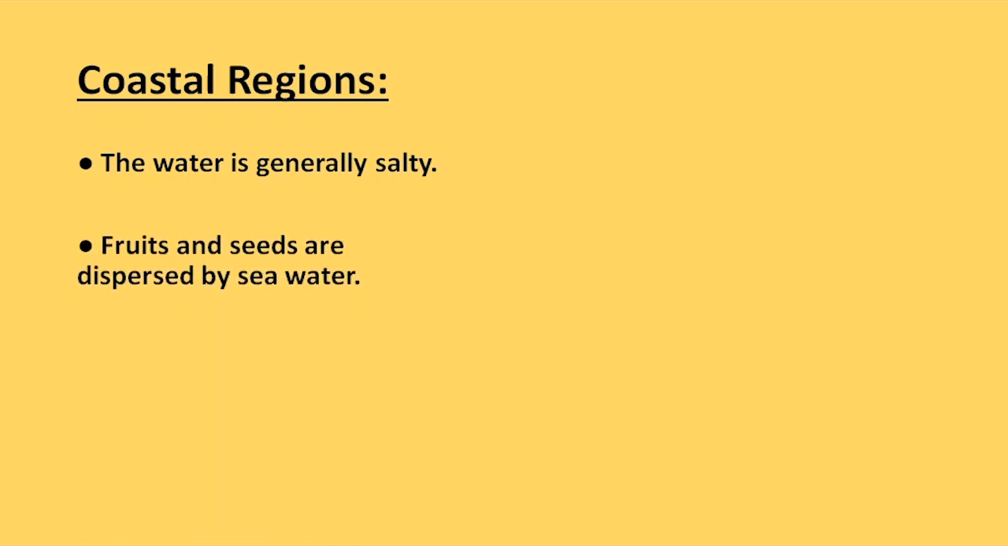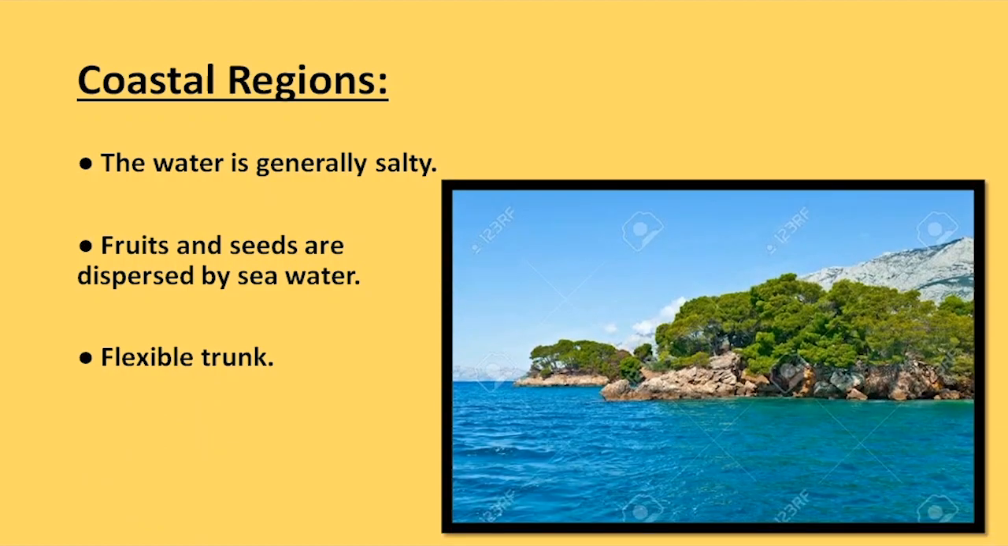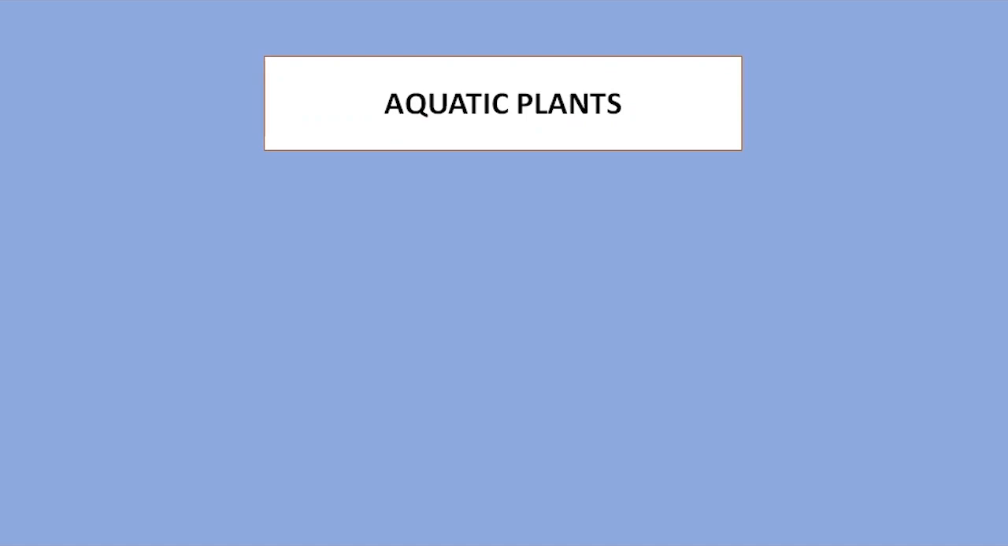Next comes your coastal regions. From the name itself, coastal region means near the water. Generally the sea water is salty. Next, you will see that fruits and seeds are dispersed by sea water. And they have a flexible trunk. A flexible trunk helps them to survive near the water because of the water currents, or you can say because of the strong winds.